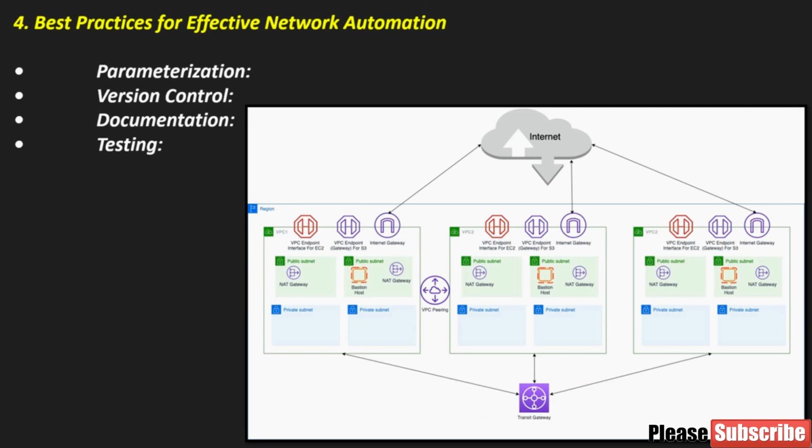So what are the best practices for effective network automation we need to discuss and finalize? To overcome challenges and to maximize the benefits of network automation, just consider the following best practices, starting from parameterization. Use parameters to make templates more flexible and adaptable. That is a very important stage.